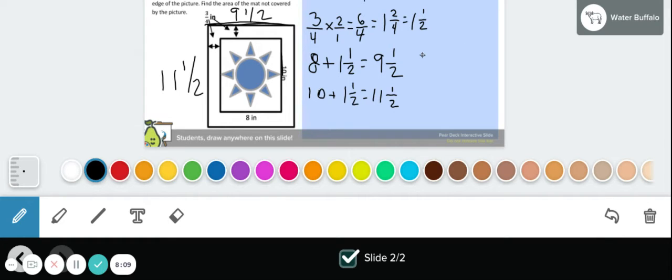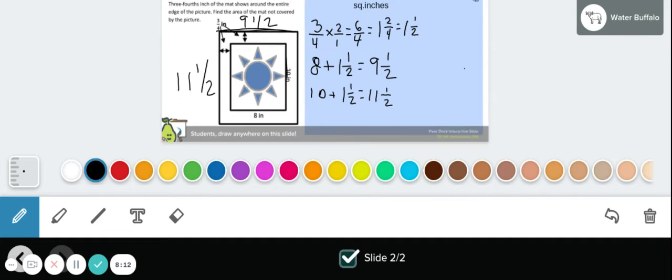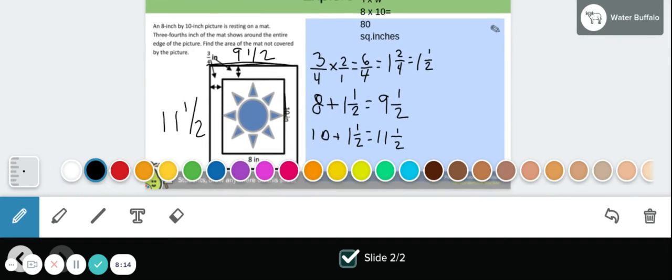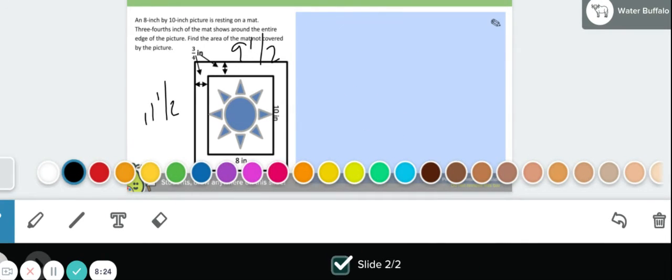So now we can find out the area of that larger mat. We know that the smaller mat is 80 square inches. So now we are going to find out what is the area of the larger mat. Okay, so again, area is equal to length times width. So we know that the length of the larger mat is 9.5 inches, and we're going to have to multiply that by the width, which is 11.5 inches.